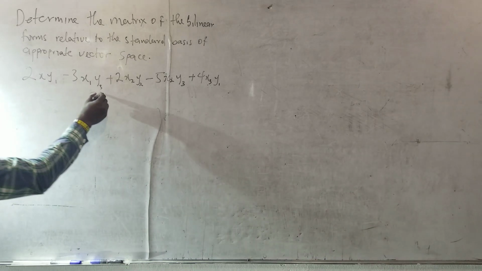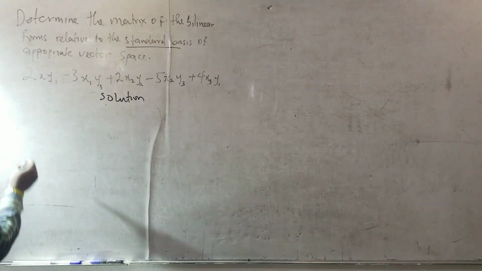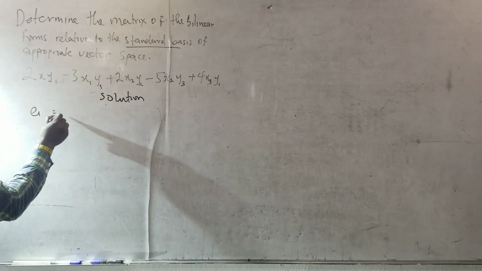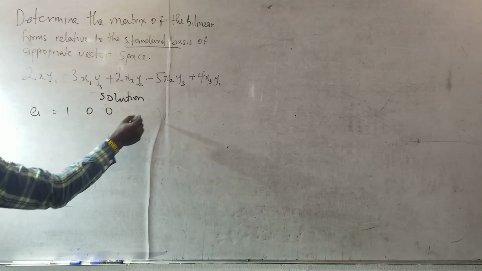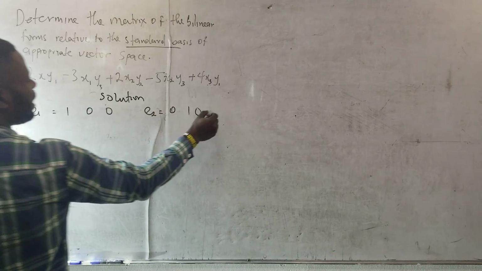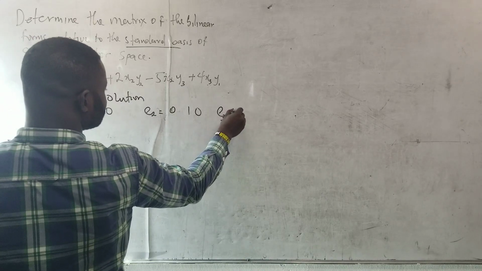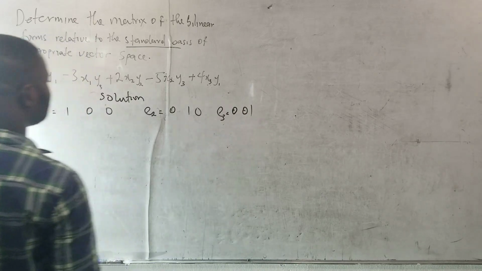Now, what you just need to do, let this come to your mind. Since it's with respect to the standard basis, it means E1 equals (1, 0, 0), E2 equals (0, 1, 0), and E3 will be equal to (0, 0, 1). Take note of that.